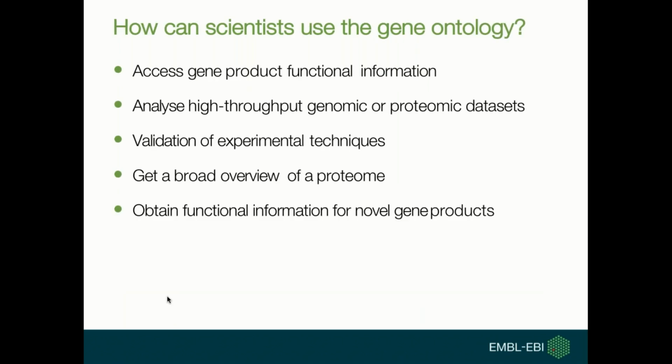So how can scientists use the Gene Ontology? Well, we can use it to access gene product functional information, analyze high throughput genomic or proteomic data sets, validate experimental techniques such as cell fractionation, where you would use the cellular component ontology, get a broad overview of a proteome, and also obtain functional information for novel gene products. I'm not going to go through each of these examples, but there was a previous webinar where we covered this, and I suggest you check it out if you are curious about how to use GO for that.